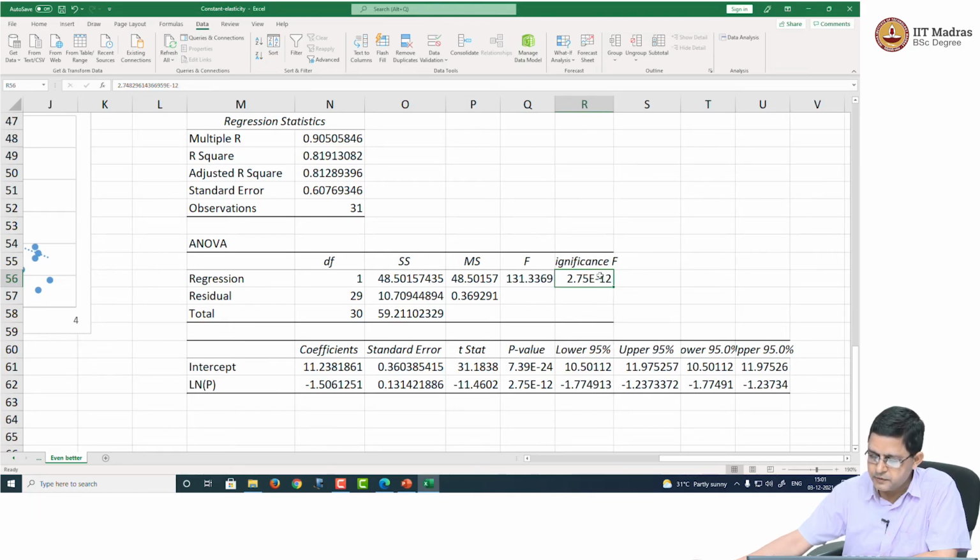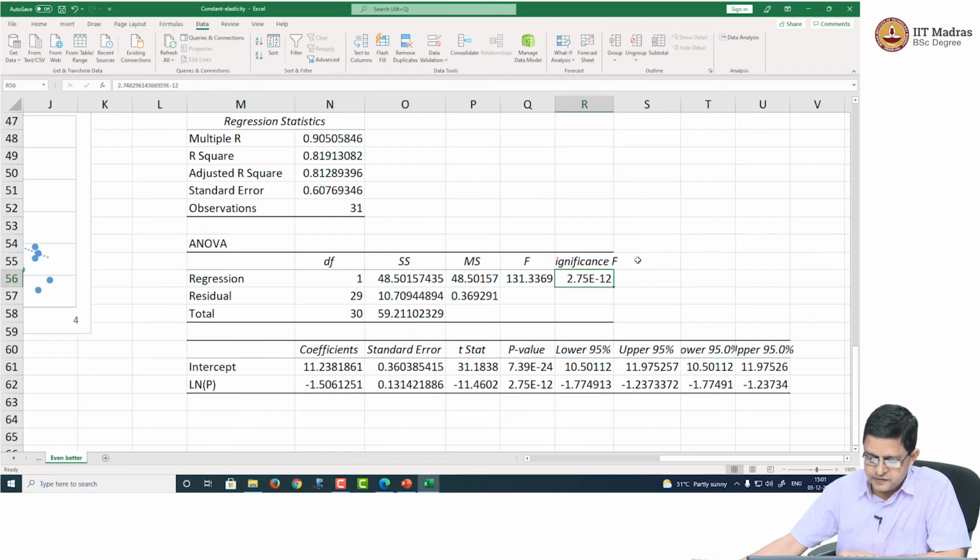If you are wondering why you did not get the same value, it is just a matter of how many decimals you print in the Excel cell. So, now you see that 2.75 times 10 to the power of negative 12, and 2.75 times 10 to the power of negative 12, they are the same values.